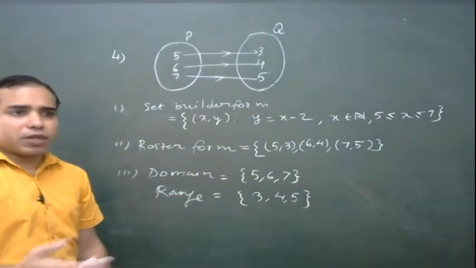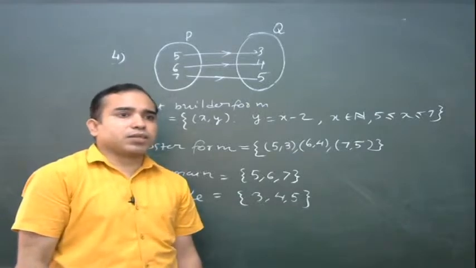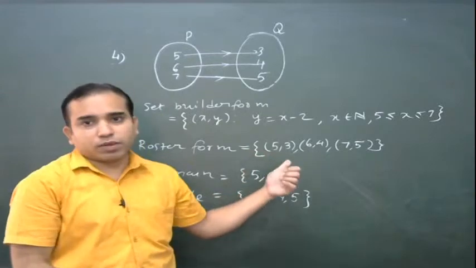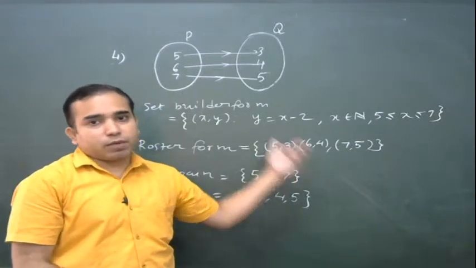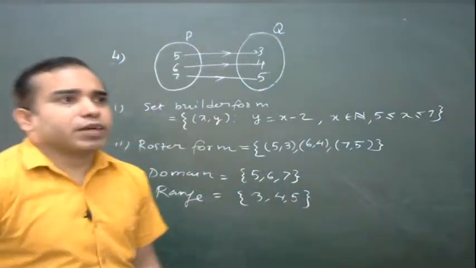There may be some other ways also of defining it. Finally, we should get the same roster form from that set builder form, then that answer will be correct. So, this is simple only, nothing difficult.